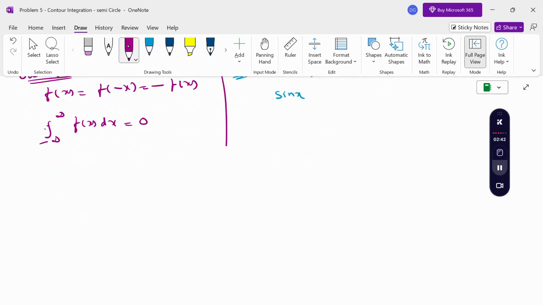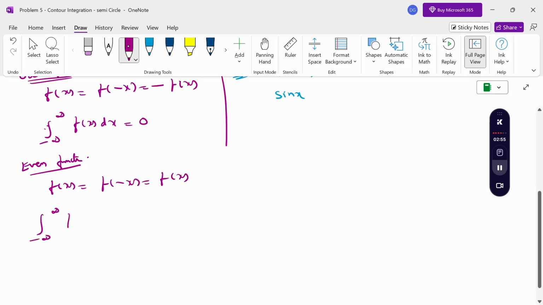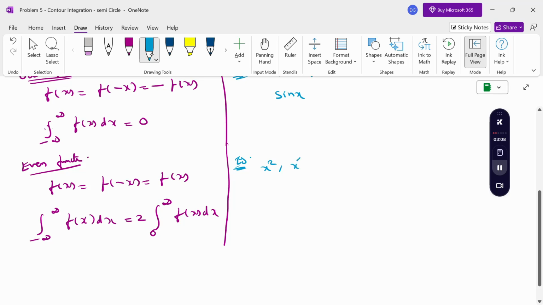And then an even function: f of x, replacing x by minus x, gives again f of x. For an even function, the integral from minus infinity to plus infinity of f of x dx equals 2 times the integral from 0 to infinity of f of x dx. For example, x square, x4, x6 are even functions. Cos x, modulus of x, sin modulus are also even functions.